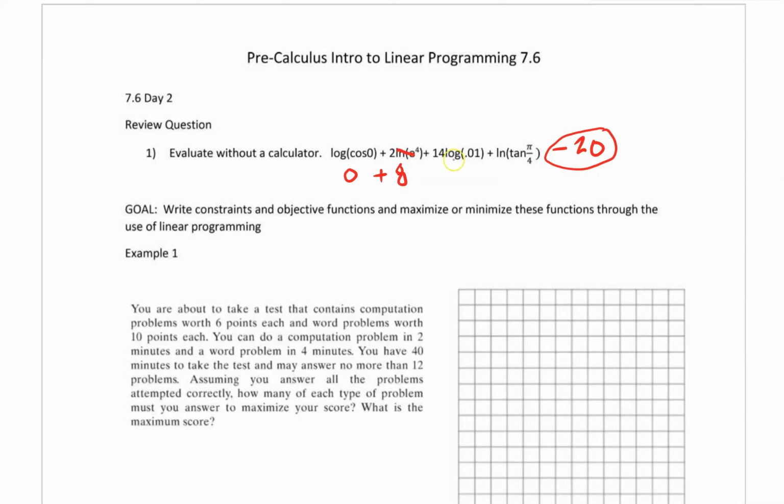And then we have 14 log base 10 of 0.01. Well, 10 to what power gives you 0.01? That would be negative 2. And then negative 2 times 14 is going to be minus 28. And then tangent of pi over 4 is 1. And then it would be natural log. Well, natural log is log base e. E to what power gives you 1? That would be 0. And when you add them all together, you get negative 20.